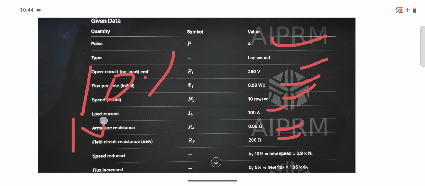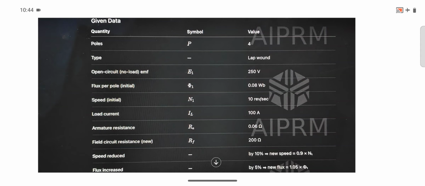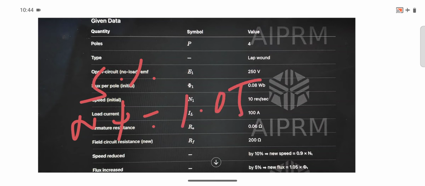If you assume first speed is N1, then N2 becomes 0.9 N1 because it reduced by 10%. Okay, flux increased by 5%. The new flux will be 1.05 phi 1.